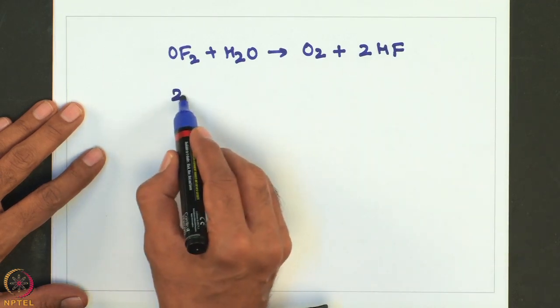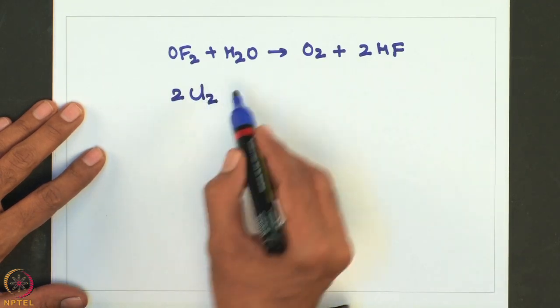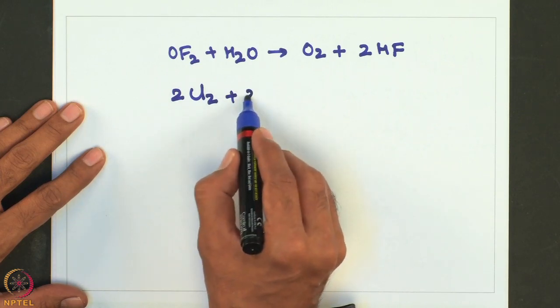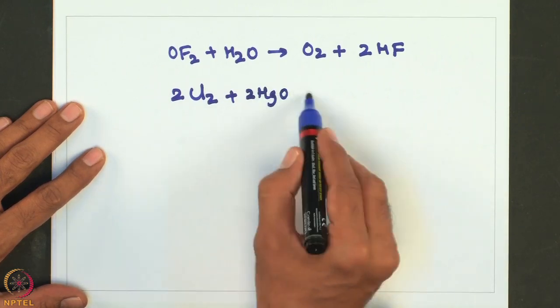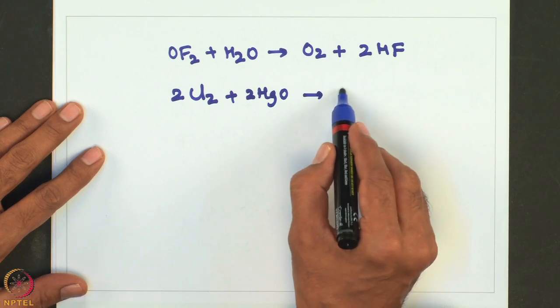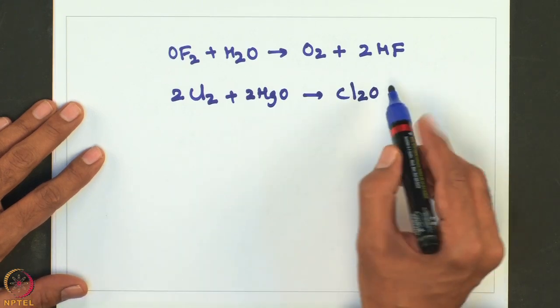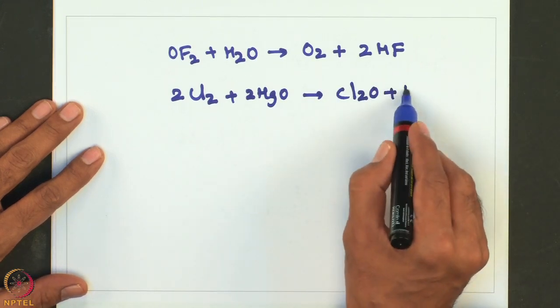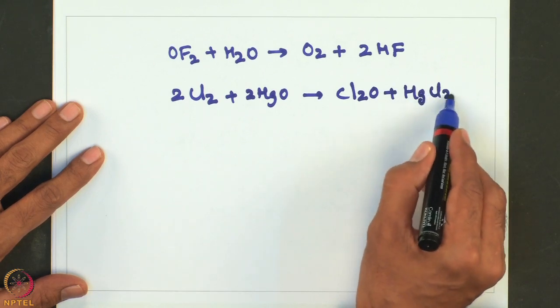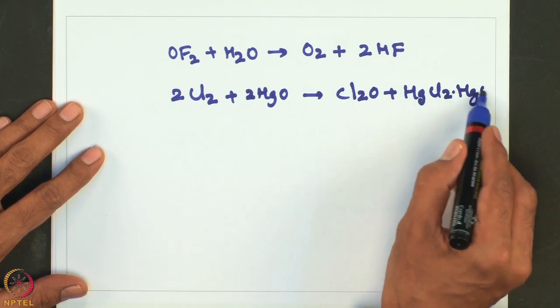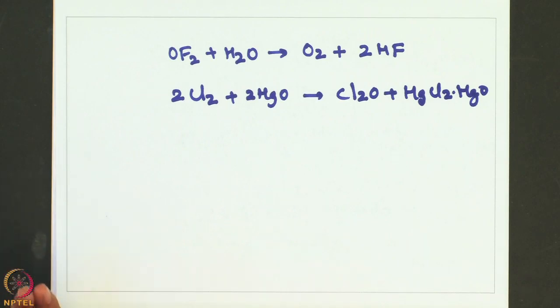Similarly, if you consider Cl2 plus 2HgO, this is the method for the preparation of Cl2O through the formation of HgCl2·HgO. Iodine is the only halogen to form an oxide which is thermodynamically stable with respect to decomposition into its elements.